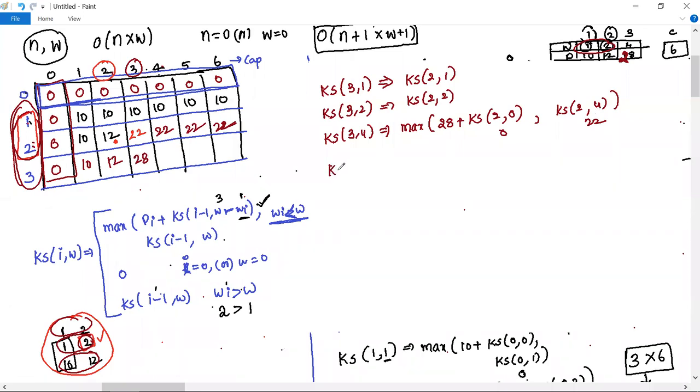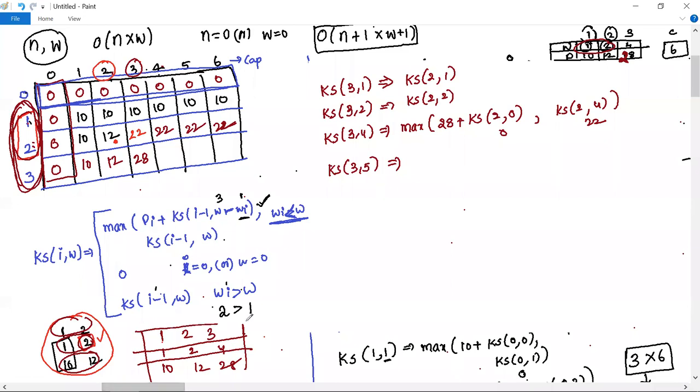Well, next case of 3 comma 5. What is the meaning? Totally we need to consider three objects, and the capacity of the knapsack is 5. First object, second object, third object: 10, 12, 28. I think I'm clear so far.